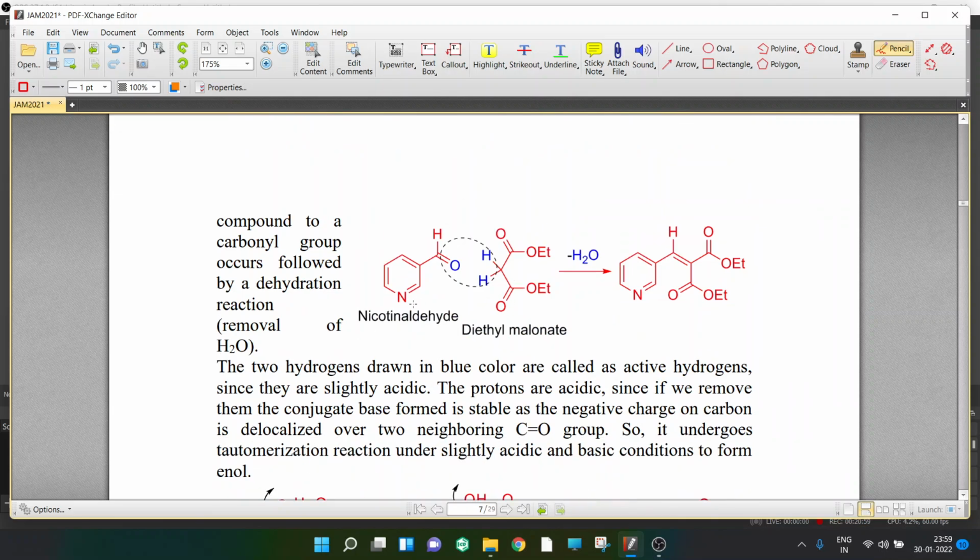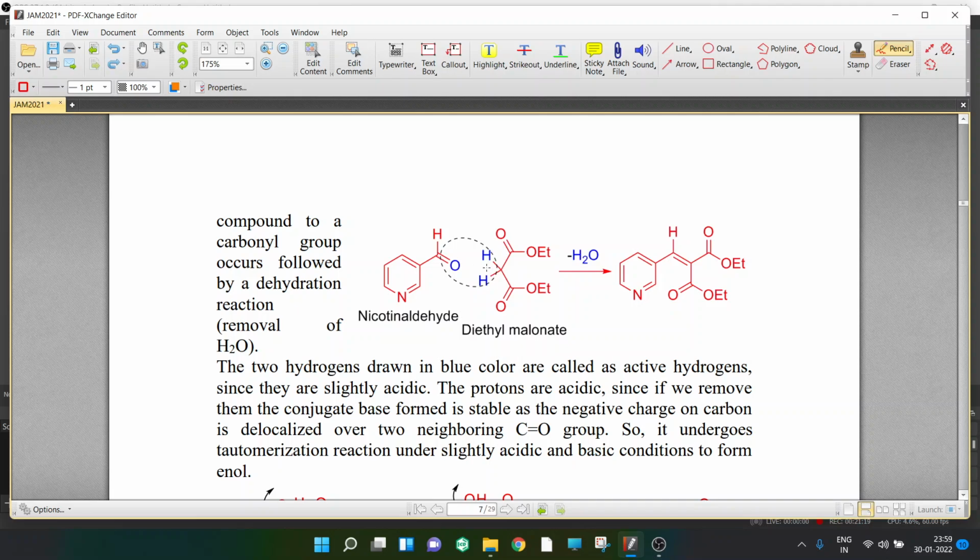Right. So the first one is what is called nicotine aldehyde. If you don't know, it's fine. So pyridine at the meta position you have CHO, and you are reacting with diethyl malonate. Now understand there is oxygen double bond O, and these two hydrogens which I have shown in blue are called active hydrogens.